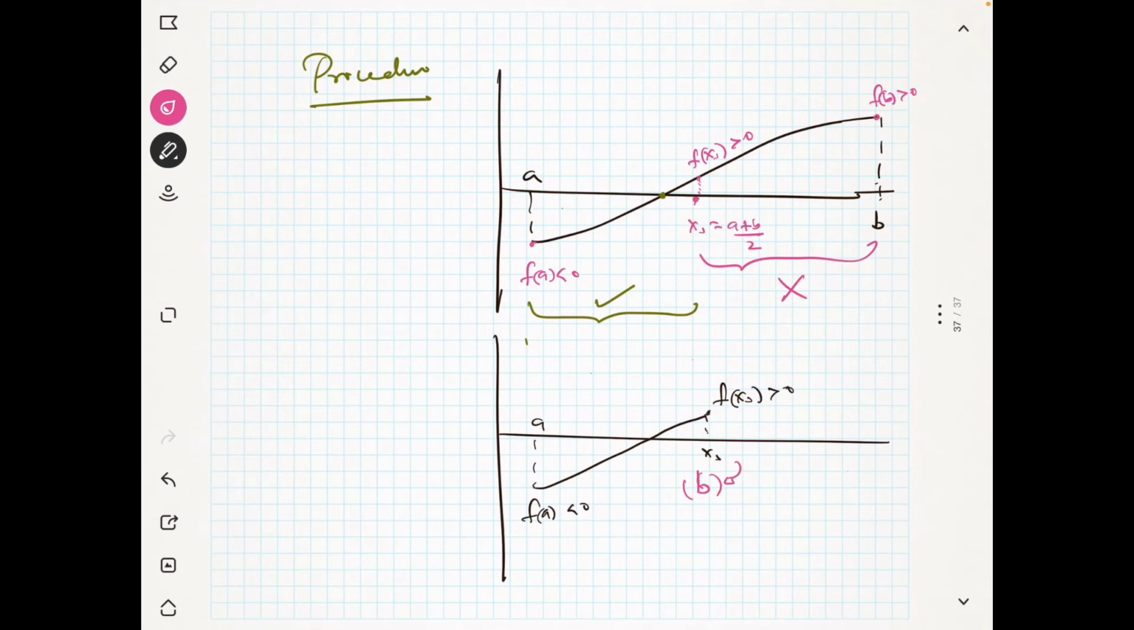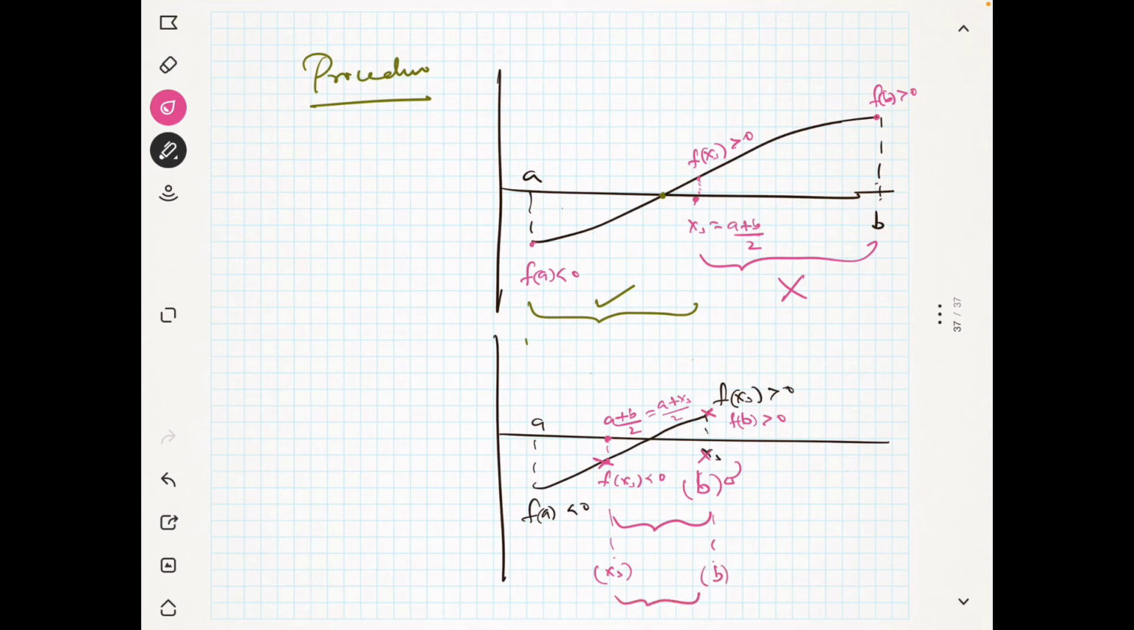Now what will I do? Now I will find the average of this. So my average will be here, a plus b by 2. That means this is my x, which is nothing but a plus b by 2. It is my average, and I will find the function value at x. But this f of x is less than 0, and f of b is greater than 0. So my solution is between now new x and my b. My solution is between these two.